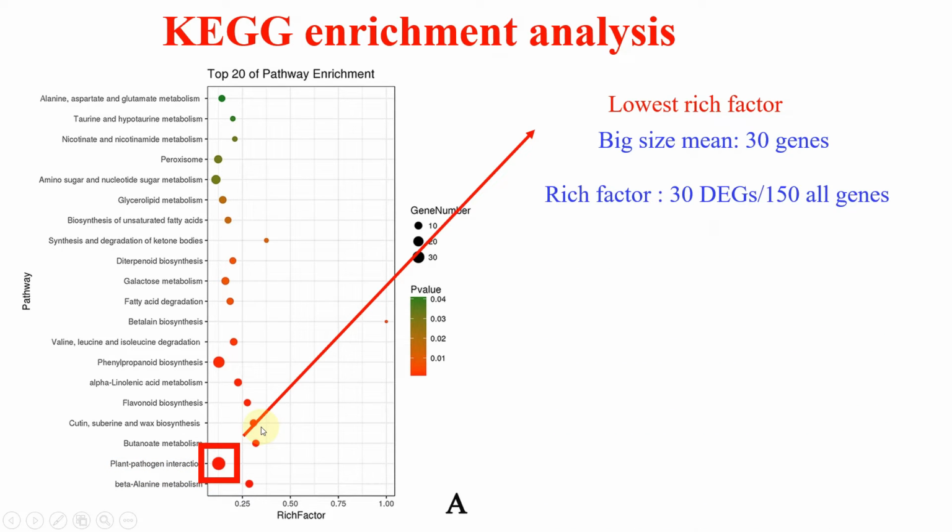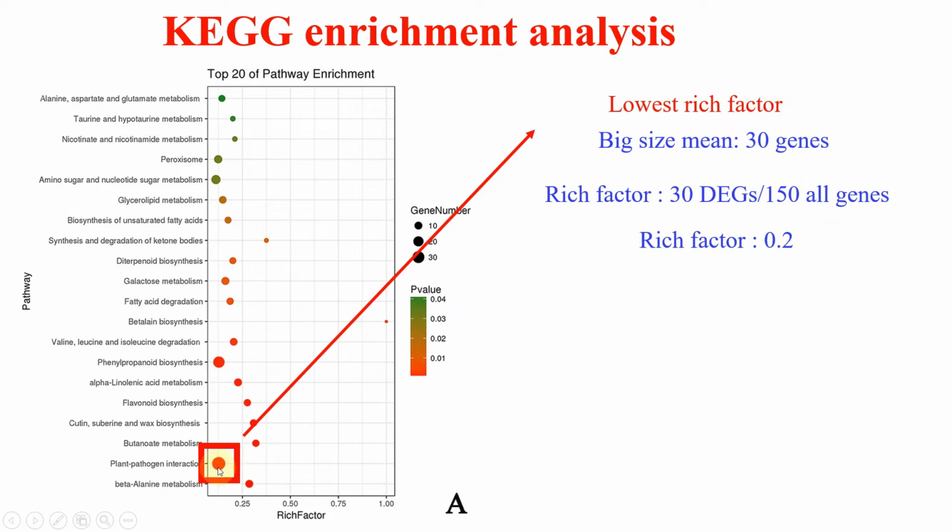You can see what the rich factor would be. Here the rich factor is almost close to zero. Let's suppose the rich factor is 0.2. So how would the rich factor be 0.2? Because we know that there would be at least 150 genes annotated in the literature which belong to this pathway, then the richness factor would be 0.2, because we usually know that the richness factor is the ratio of the number of DEGs divided by all the genes annotated in that pathway.